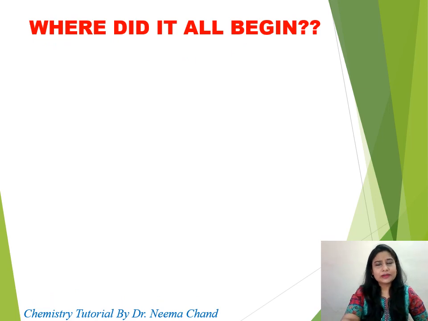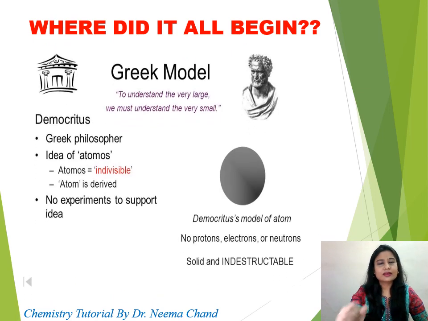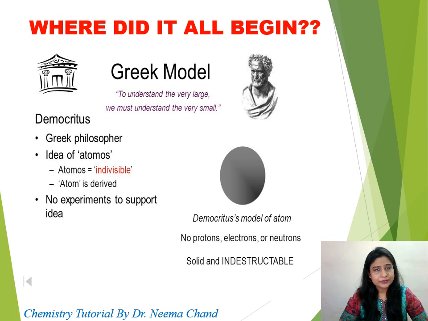So where did it all begin? The concept of atom was first introduced around 400 BC by a Greek philosopher named Democritus. Democritus suggested that all matter is made up of tiny particles that he termed as atoms. Now, atom is derived from a Greek word atomos that means indivisible or uncut.